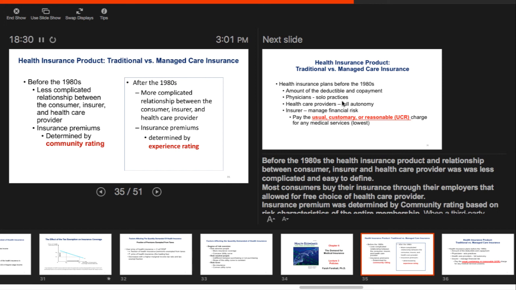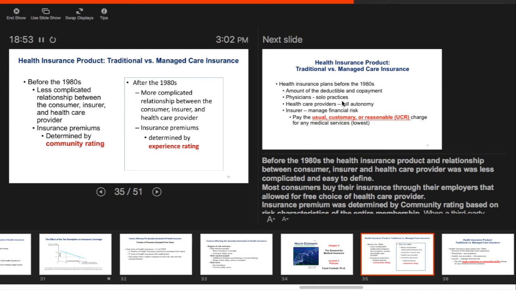that before the 1980s, the health insurance product and the relationship between the patients, basically the consumers, insurers, and healthcare providers was much less complicated and easy to define compared to after the 1980s.